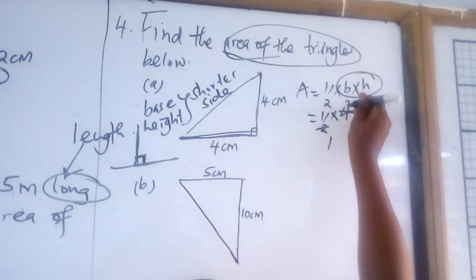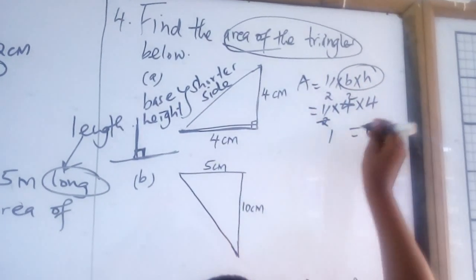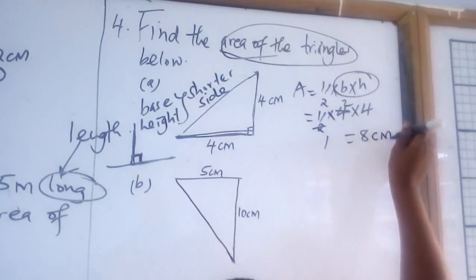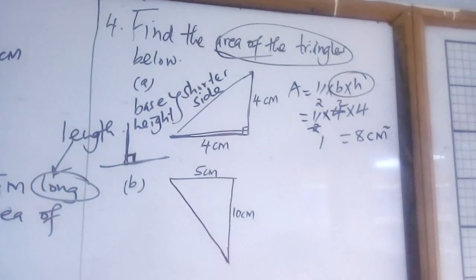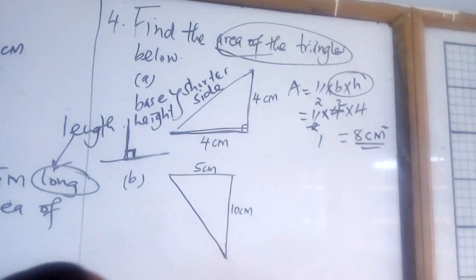So by 2 and by 2, 2 times 4 is 8. Because we're using centimeters, it will be square centimeters. So that is our area.